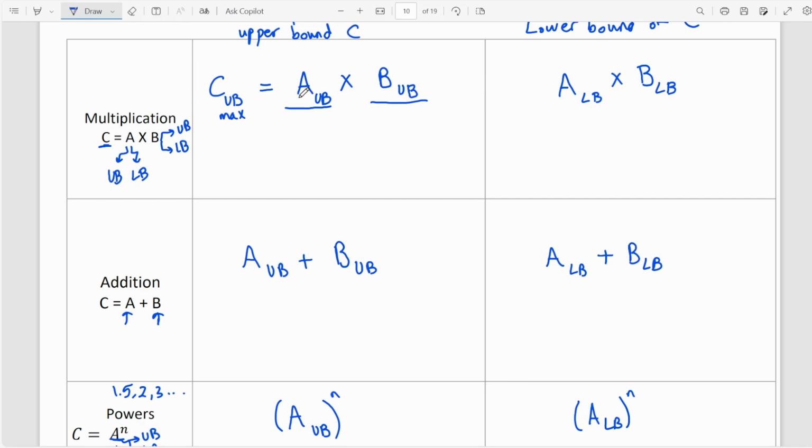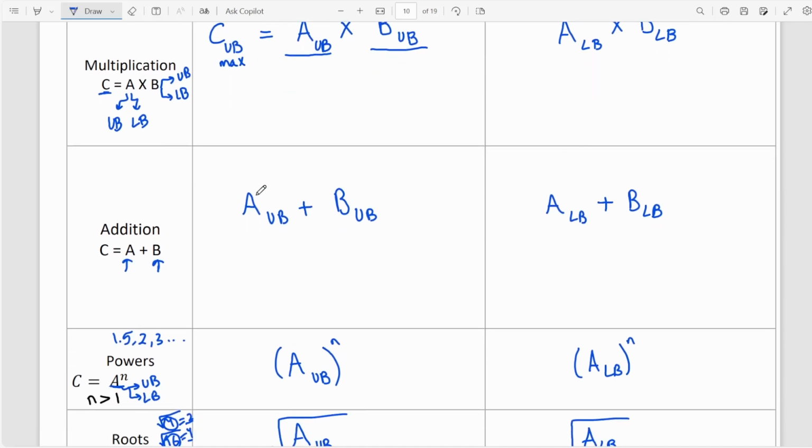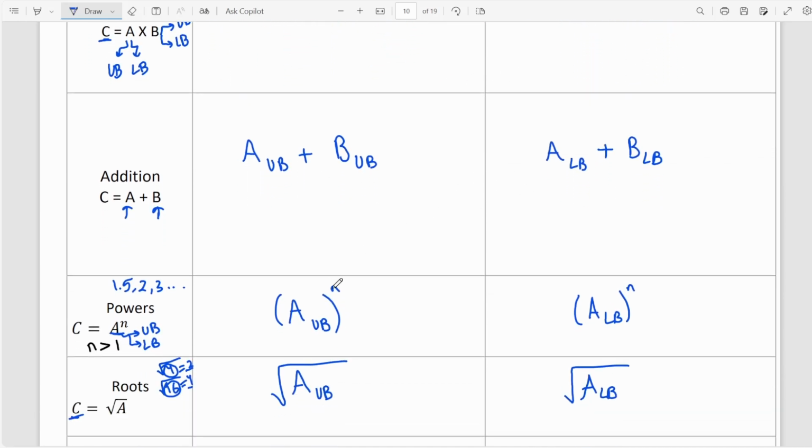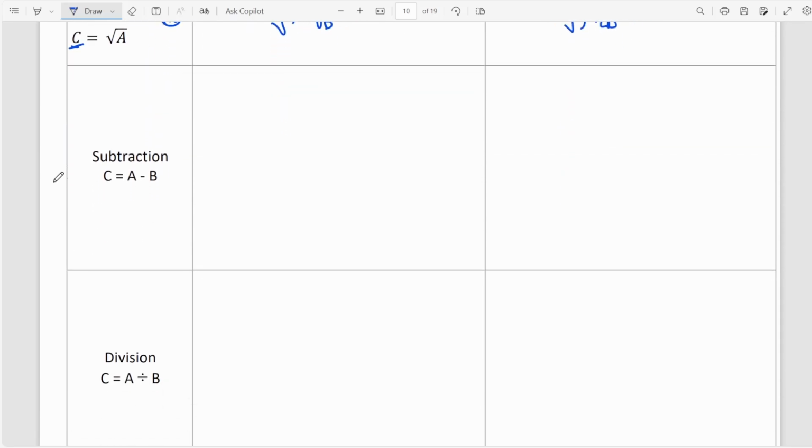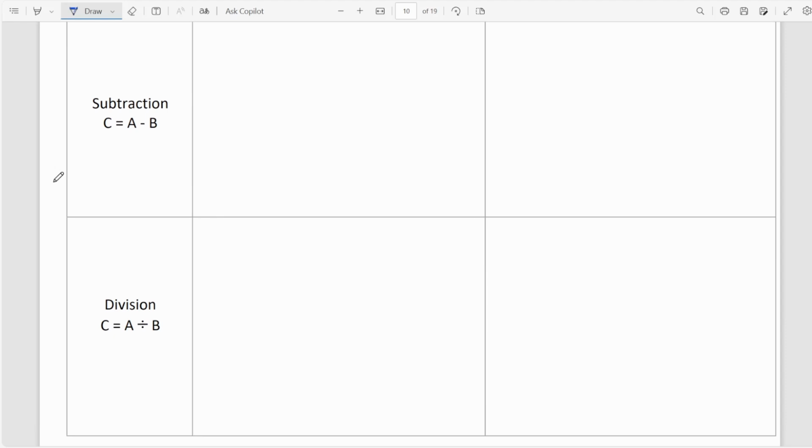Because multiplying the maximum of the two numbers will give you the maximum possible result. And the same thing goes for the lower bound. Same thing goes for addition, for powers, and for roots, okay? So they're fairly simple to follow. Now, subtraction and division are a little bit different, okay?